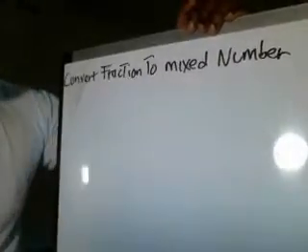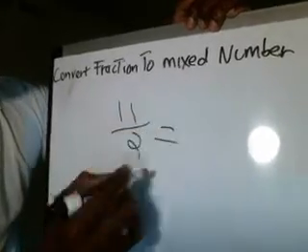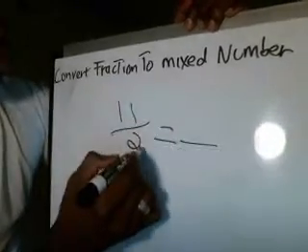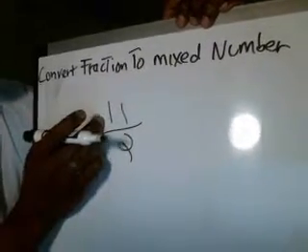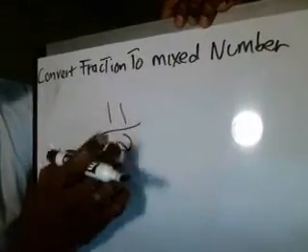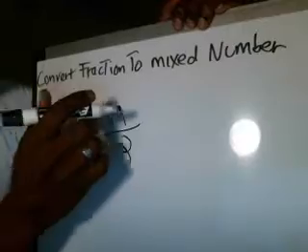It's very simple. You have a fraction, let's say 11 over 2. You want to convert it to a mixed number. First thing you do is you see if you could simplify this. Can you simplify this? No. 11 breaks down into 11 times 1. 2 breaks down into 2 times 1. They're both prime numbers, so you can't simplify them further. So you just leave it as that.